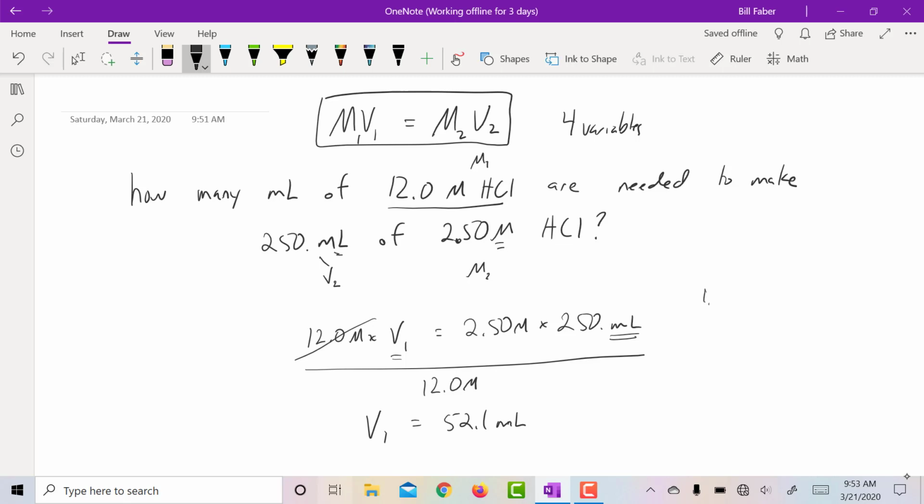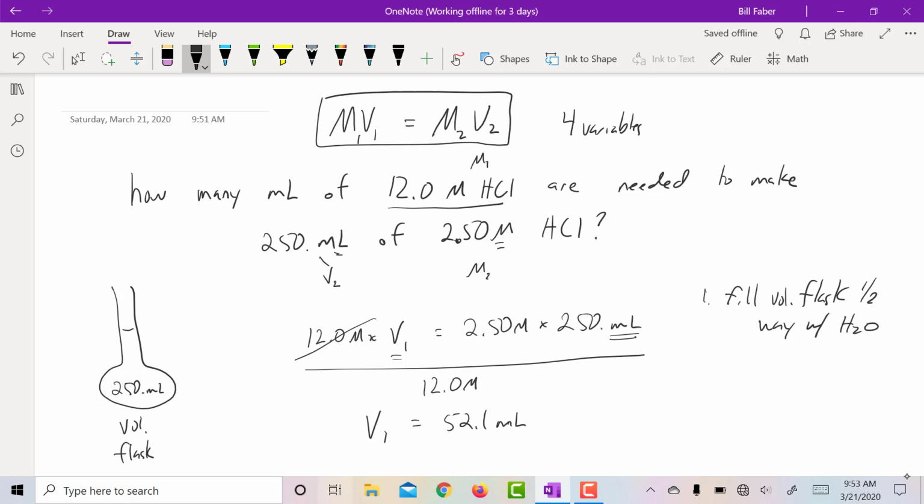Now, that's the volume, so you'd have to follow the same instructions. So you would take a volumetric flask. In this case, you would use a 250 milliliter volumetric flask, and you'd fill the volumetric flask halfway with water. You'd add 52.1 milliliters of 12 molar HCl. And mix. You'd add water to the line, and then you would mix well.